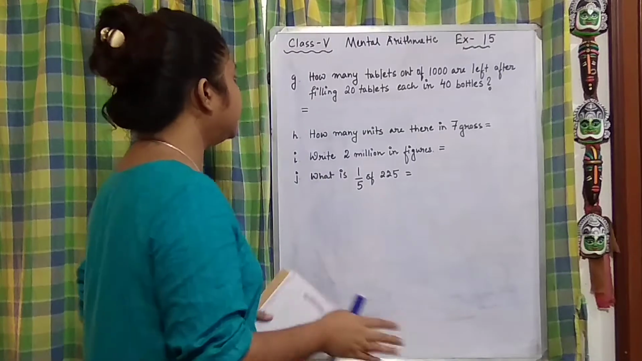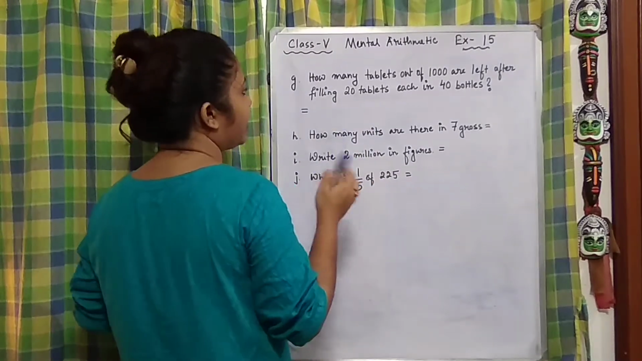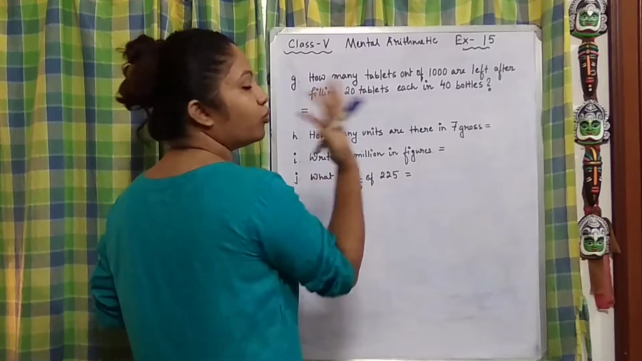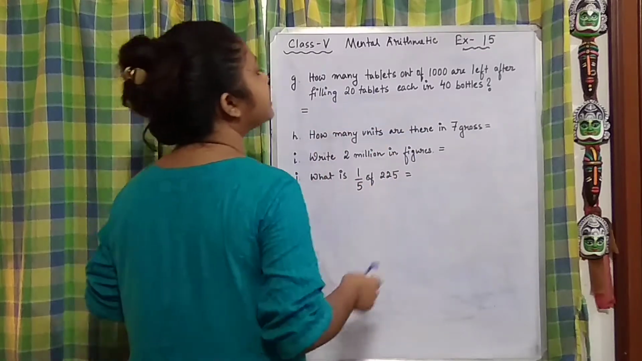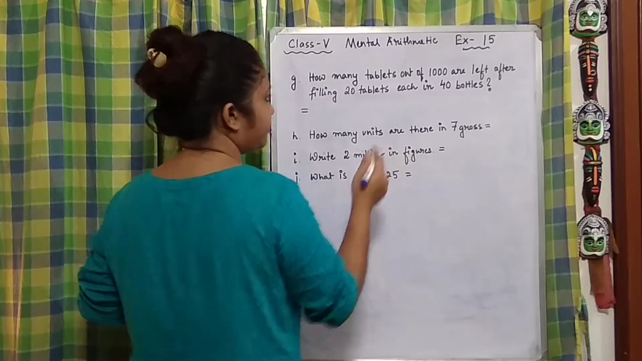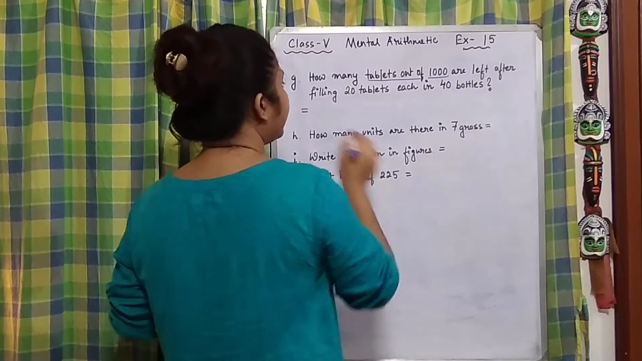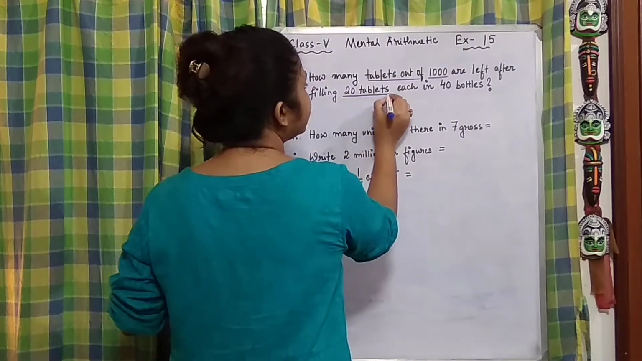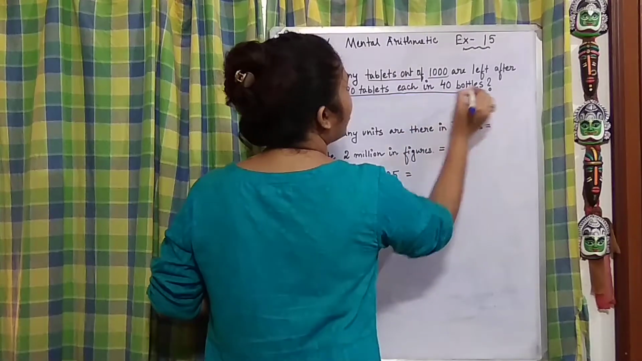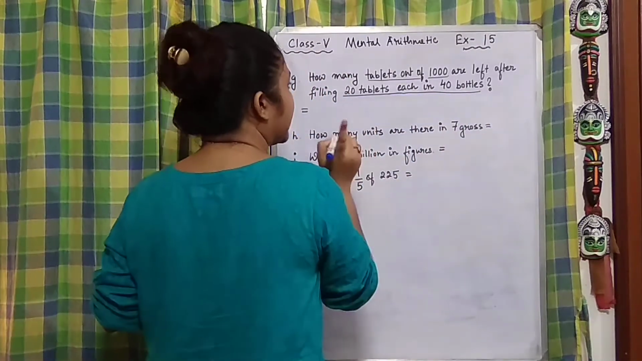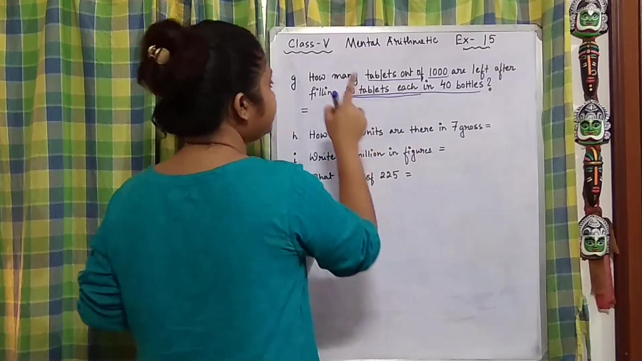Now, coming to sum number G. It is a sum where we have to understand the words properly to get the answer. How many tablets out of 1000 are left? So initially how many tablets were there? 1000 are left after filling 20 tablets each in 40 bottles. Now first understand this. These words are pretty complicated here.